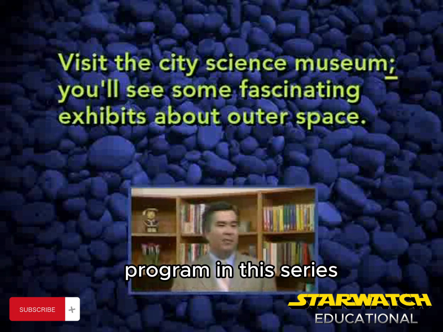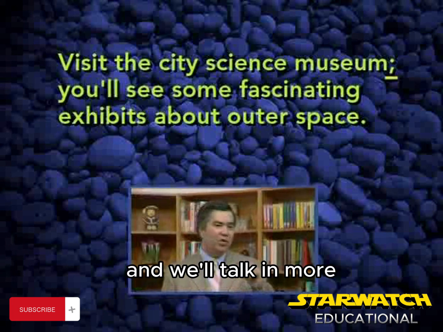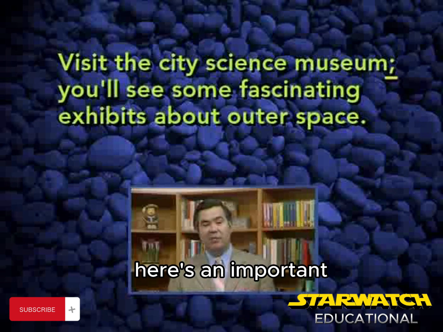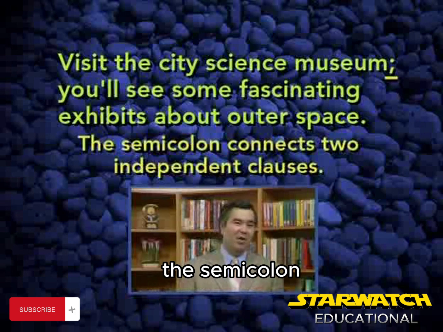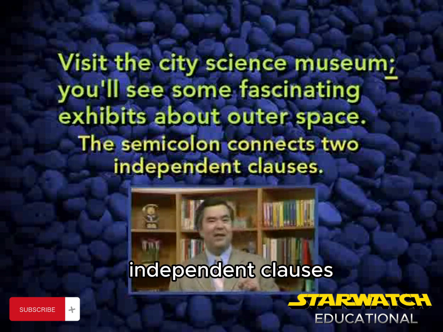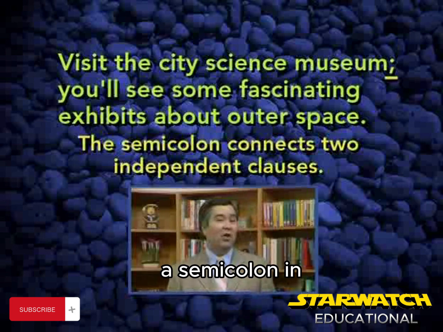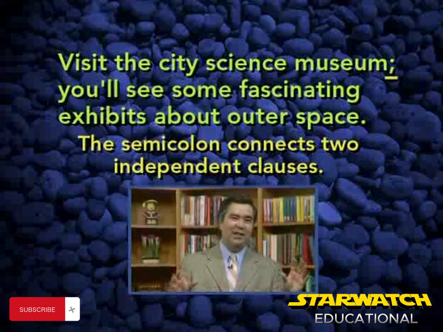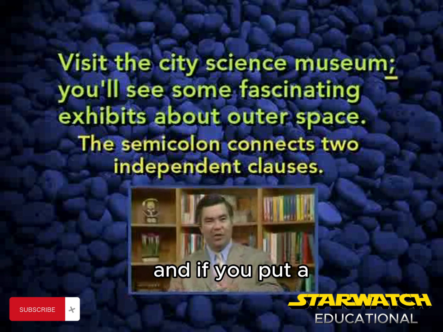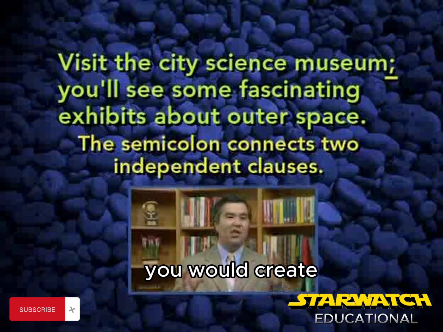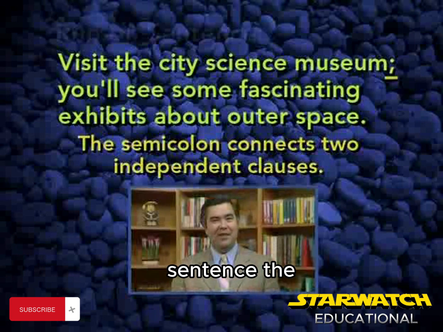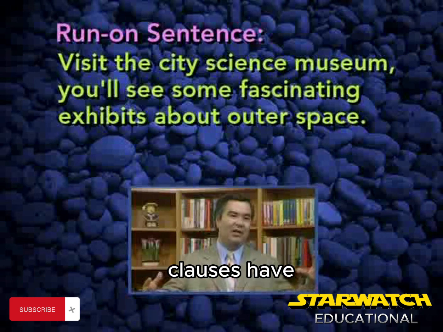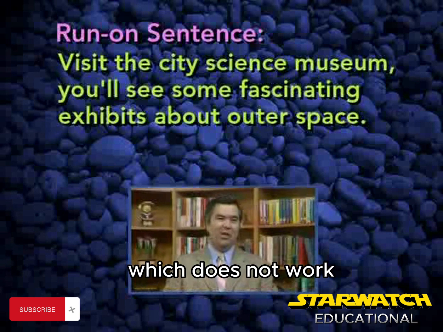There's another program in this series that deals with punctuation, and we'll talk in more detail about the semicolon in that program. But for now, here's an important tip to remember. The purpose of the semicolon, basically, is to connect independent clauses. So whenever you use a semicolon in your writing, what appears on either side of the semicolon should be an independent clause, able to stand alone as a sentence. And if you put a semicolon in the middle of this longer sentence, you would create a correct compound sentence. The problem with it as it now reads is that it's a run-on because the two independent clauses have simply been stuck together with a comma, which does not work.